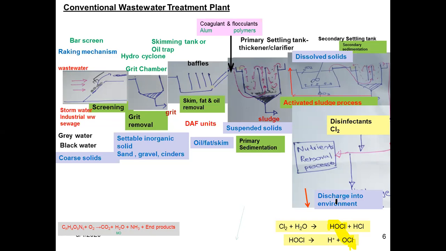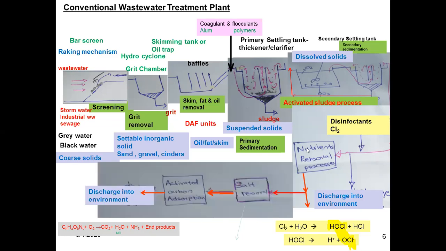After that we can discharge water into the environment. But if there are nitrogen and phosphorus compounds, we cannot discharge the water, because eutrophication and many other problems can be caused. Therefore, we have to remove the nutrients. We can use anaerobic digestion, further aerobic digestion methods, and some chemical methods for nutrient removal. After that, again we can discharge water into the environment.